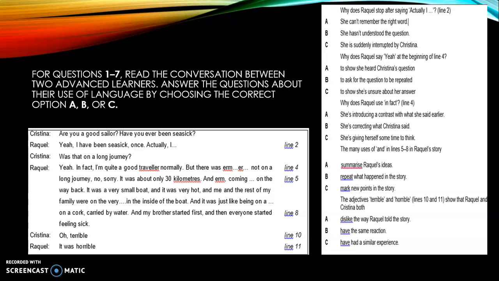Now, let's go over the first and only task of this video. Please pause this video so you can work on this task right here for questions 1 to 7. You have to read the conversation over here between two advanced learners and answer the questions about their use of language by choosing the correct option A, B, or C.